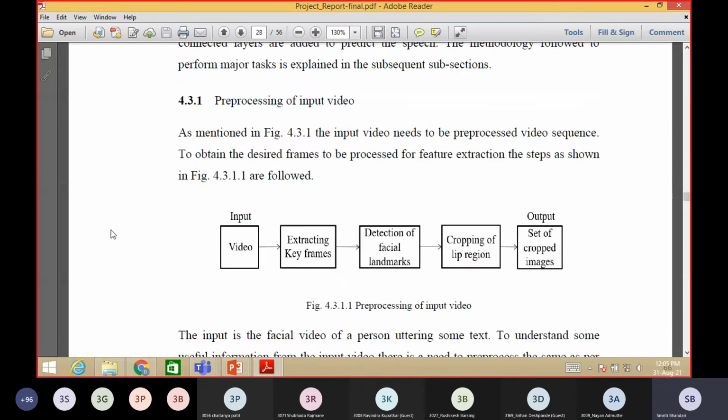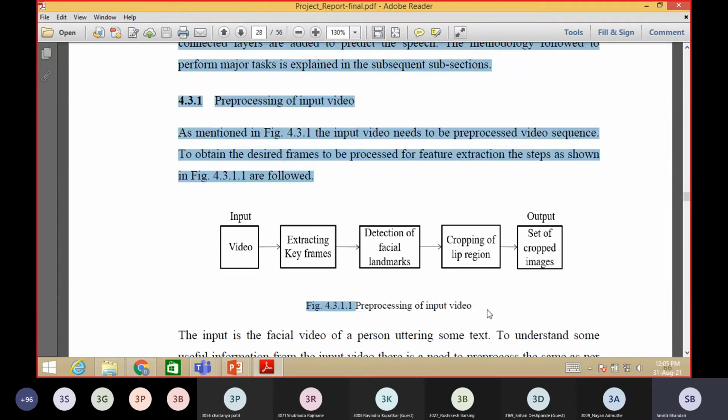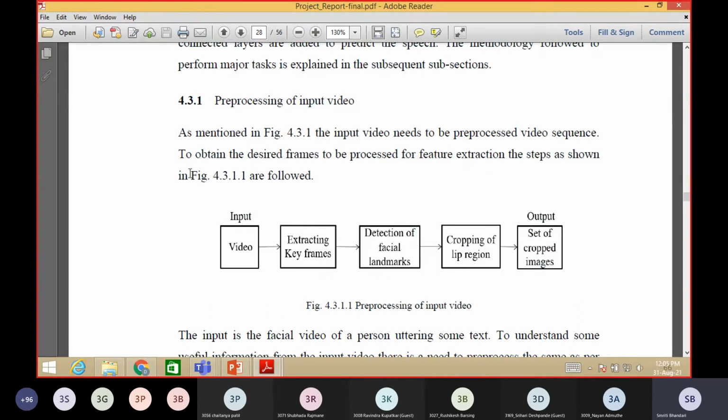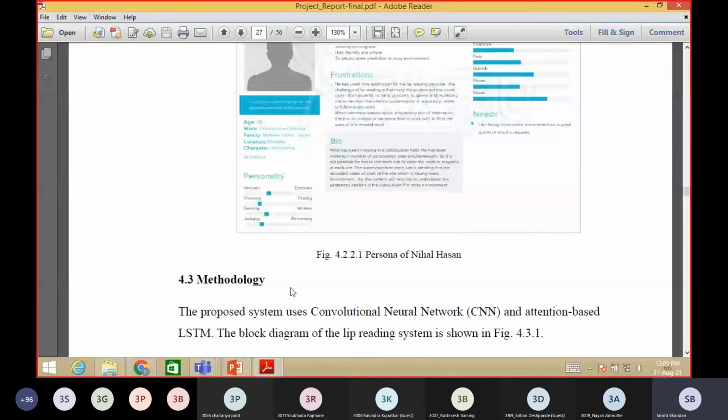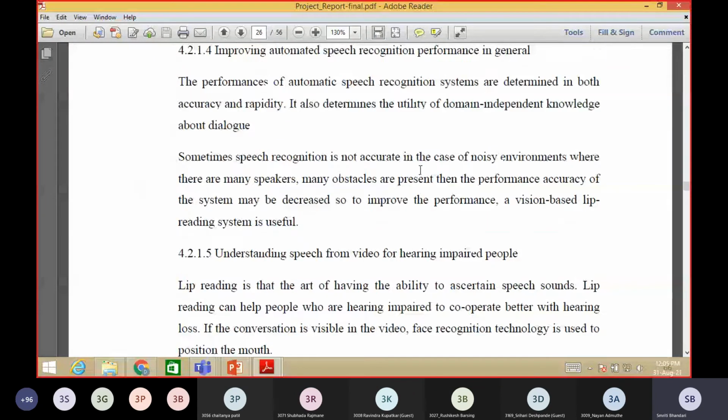Now, see here, this is one more block diagram. Once again, the figure number is there, the caption is there, and this figure is also being referred to here. To obtain the desired frames to be processed for feature extraction, the steps as shown in the figure are followed. So we have referred to this particular figure in the text. Do not forget to refer to each figure through the text. If there is a table, then the table also needs to be referred to. We had one table, I'll show you.